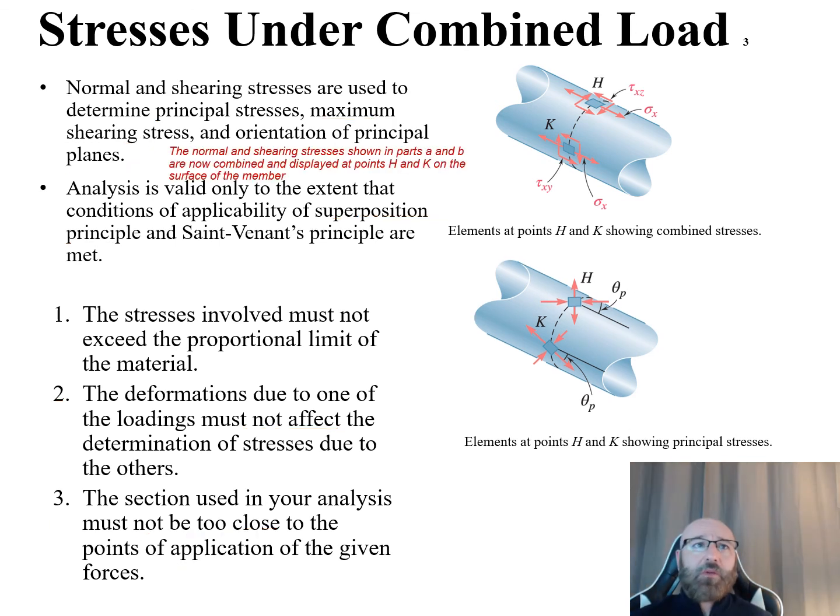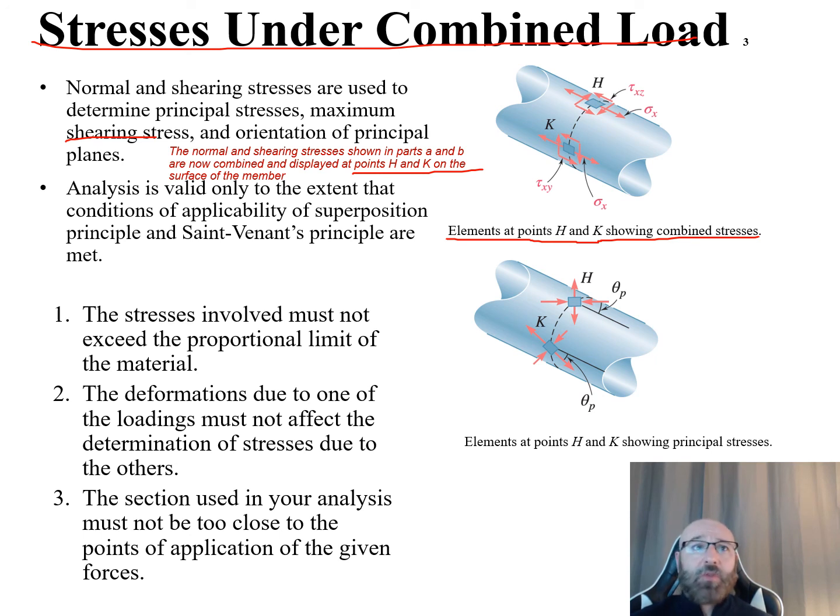So as we continue on with our topic of stresses under combined loads, we want to take a look at our normal and shearing stresses and realize that these are used to determine the principal stresses, maximum shearing stress, and the orientation of our principal planes. We can see over here on the right, we have the elements at points H and K showing our combined stresses. Now the normal and shearing stresses shown previously on the other slides are now combined and displayed at points H and K on this diagram off to the right, on the surface of the member.